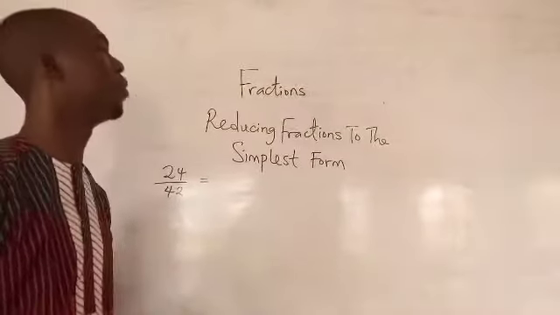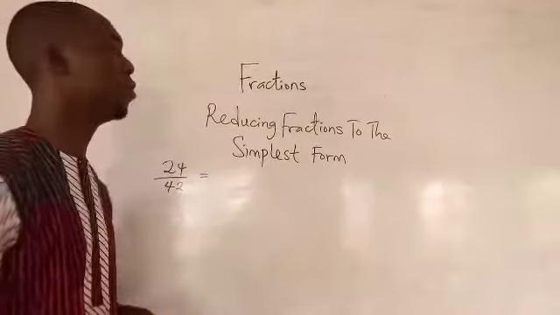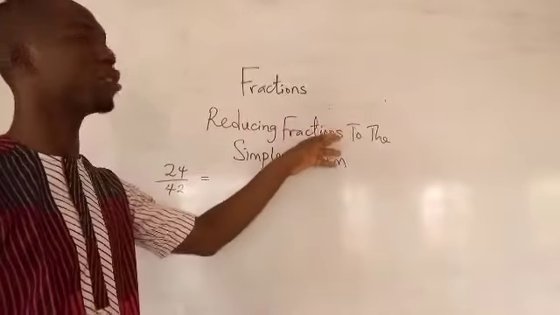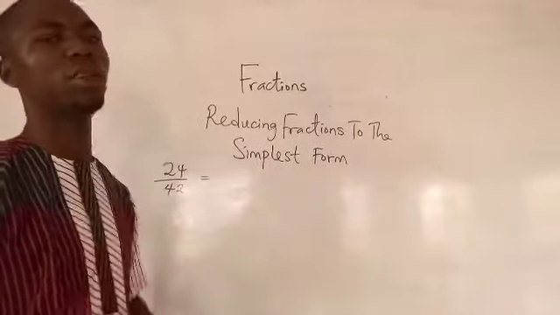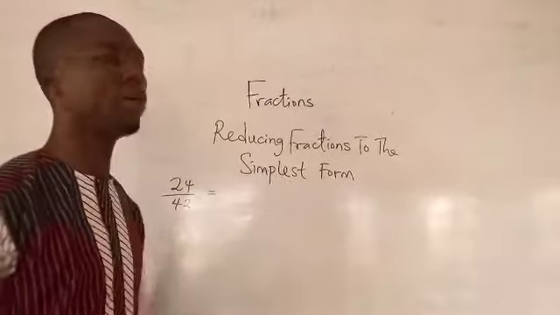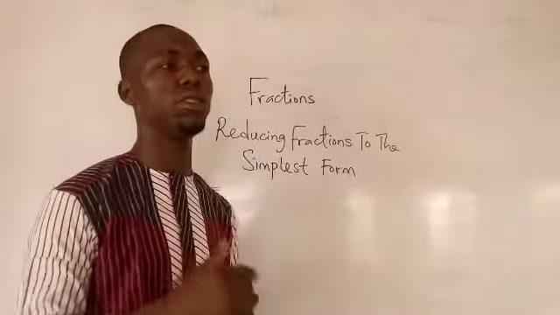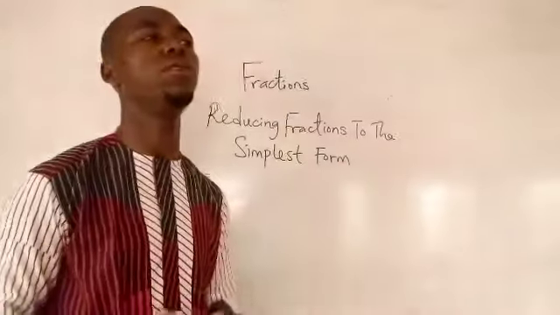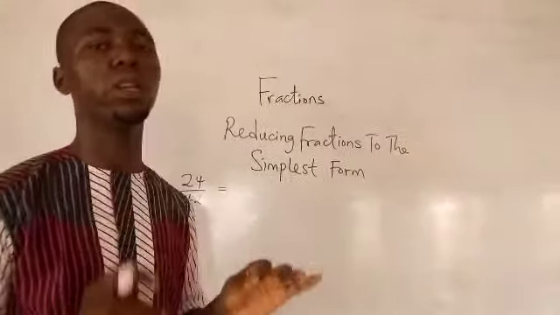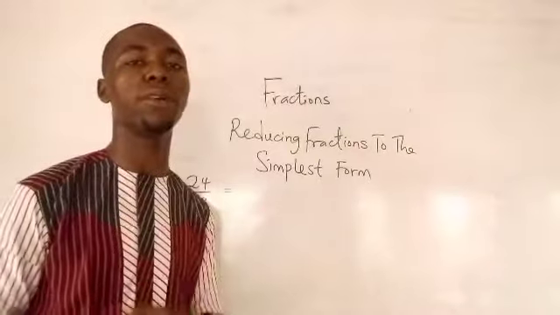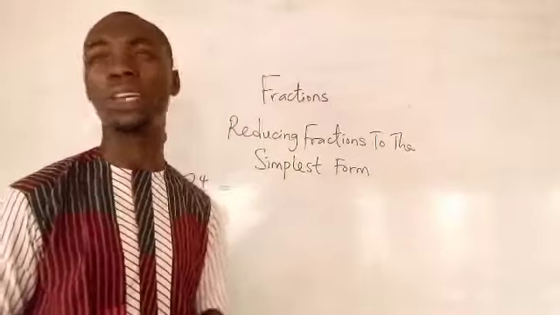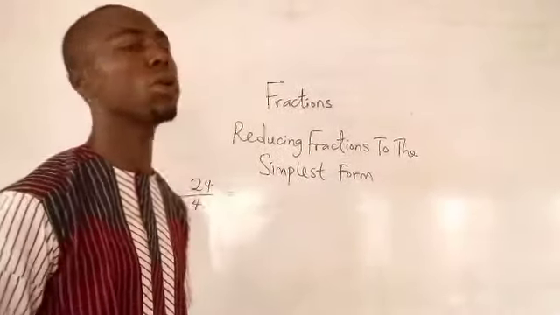This is on fractions, another one on fractions. This is reducing fractions to the simplest form. When you have a given fraction and you are asked to reduce it to the simplest form, that is the form in which the numerator and the denominator will no longer have any common divisor, that is, no common factor.